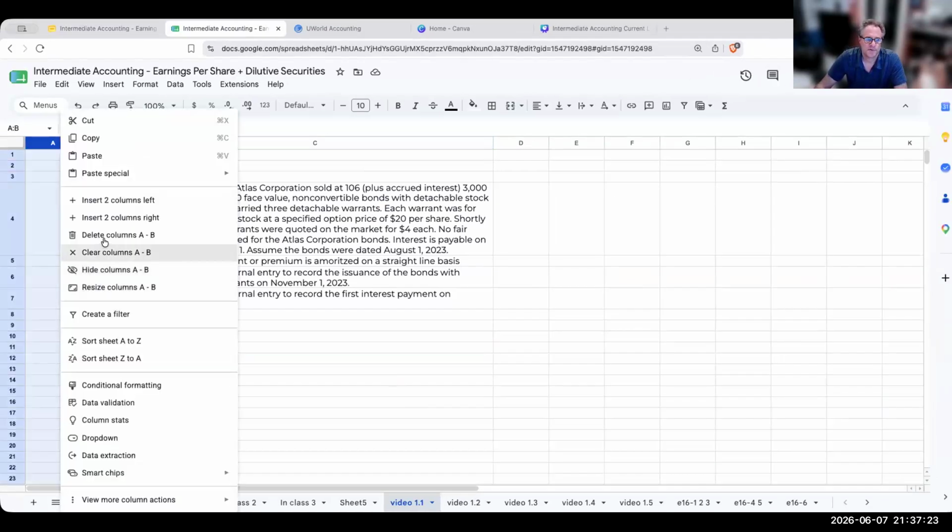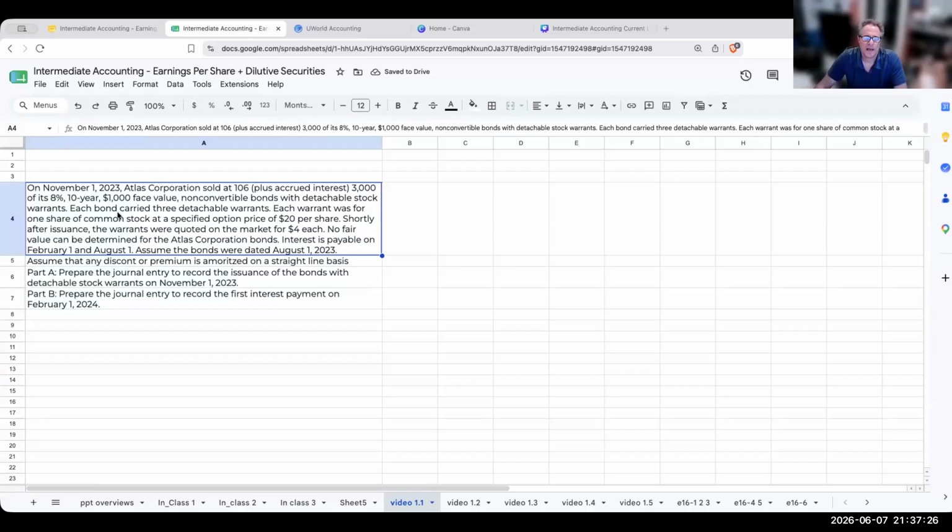On November 1st, 2023, Atlas Corporation sold at 106 plus accrued interest, 3,000 of its 8% 10-year, $1,000 face value non-convertible bonds with detachable stock warrants. Each bond carried 3 detachable warrants. Each warrant was for 1 share of common stock at a specified option price of $20 per share. Shortly after issuance, the warrants were quoted on the market at $4 each. No fair value can be determined for the Atlas Corporation bonds. Interest is payable on February 1st and August 1st. Assume the bonds were dated August 1st. Assume any discount and premium is amortized on a straight line basis.